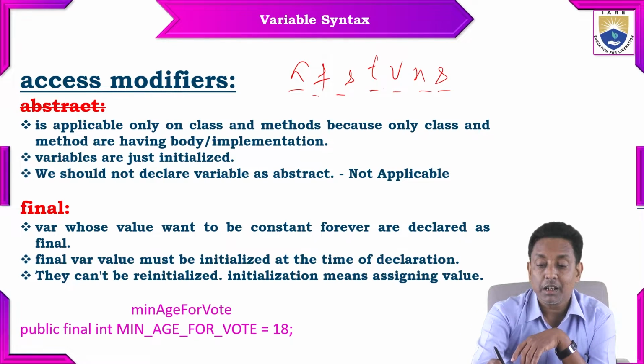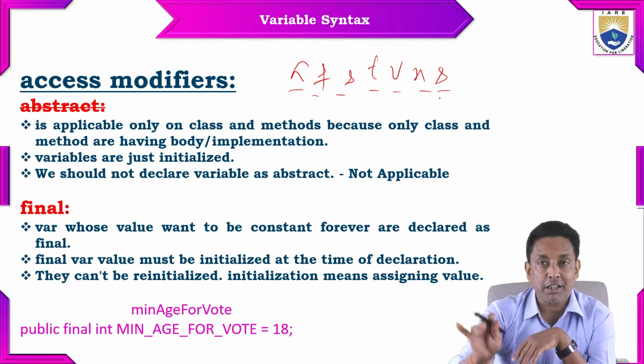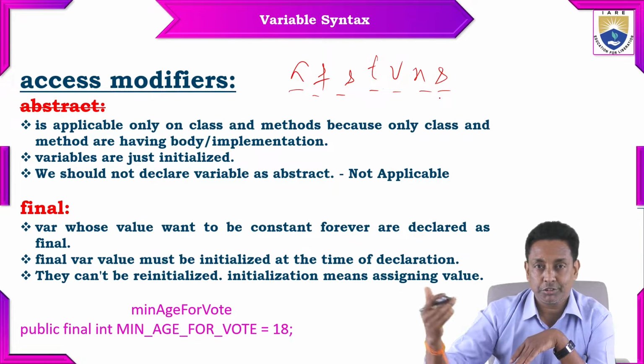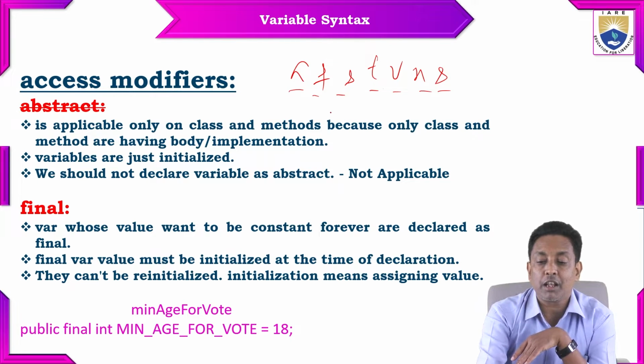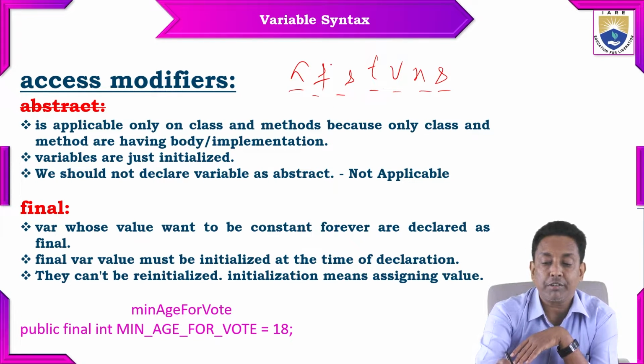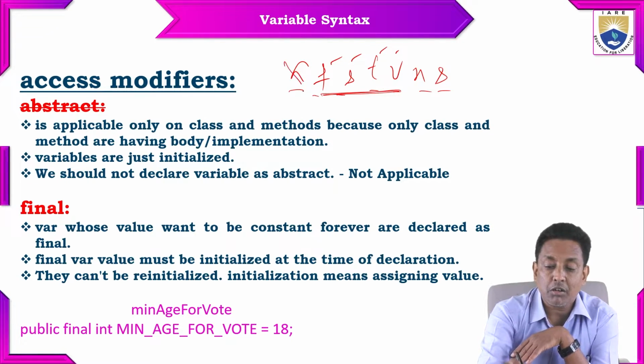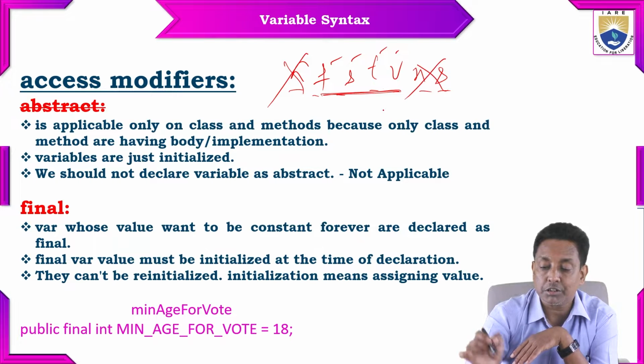Transient and volatile can be applied only on variables. Native and synchronized belong only to methods, so you can remove them from the list. Only final, static, transient, volatile we can apply on variables. Only these 4, but not these 2.